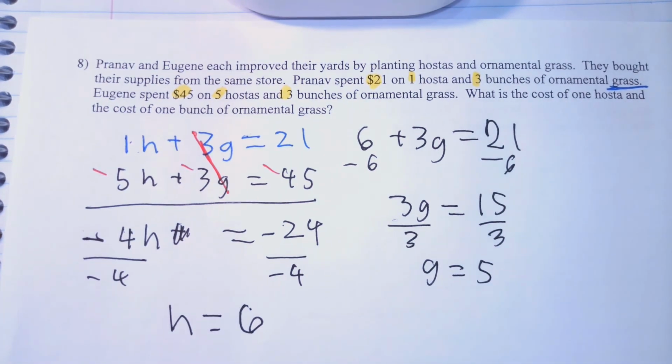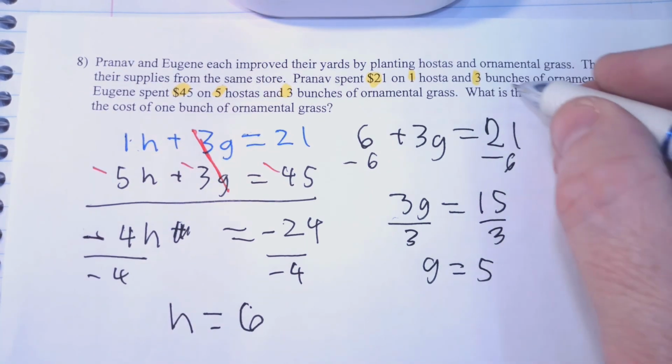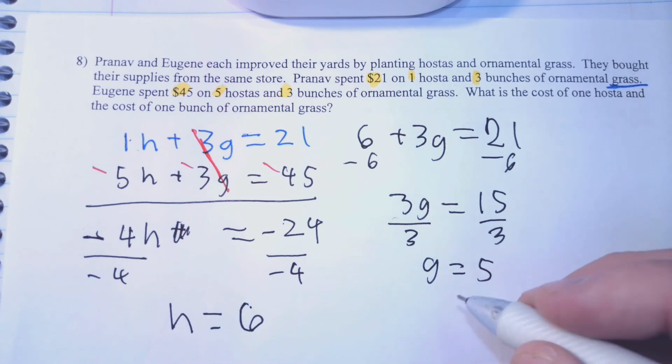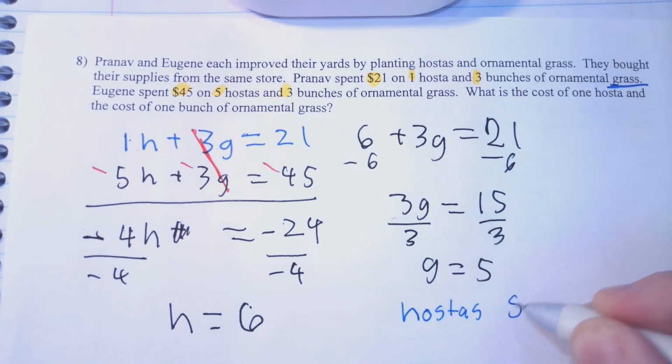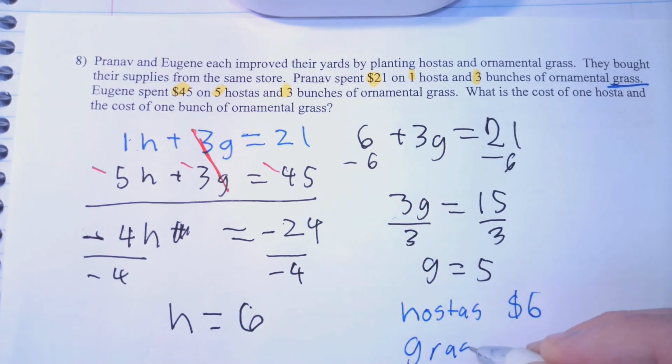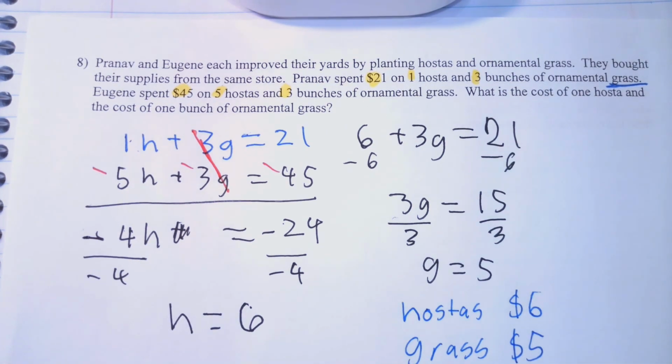So go ahead and write it out. And on the test as well, you're going to have to write it out. And I'm not going to make you write all the stuff, but you at least can do hostas $6. Grass $5. Okay. Do I have to put the dollar sign? Yeah, because I want to know if it's the number of bunches or how much it cost, right? Because we want to provide information.